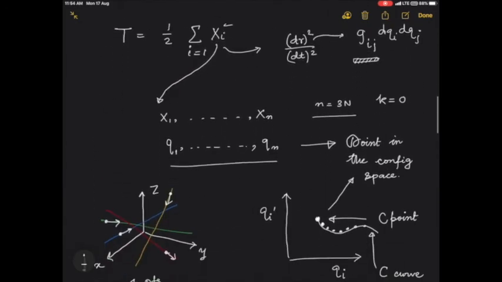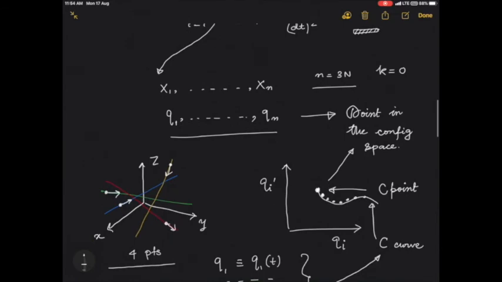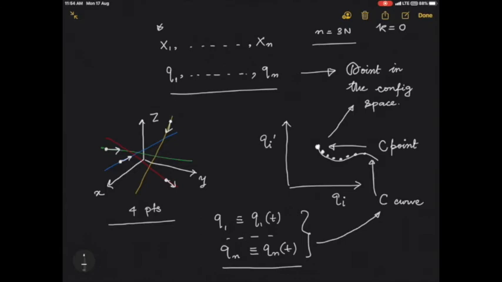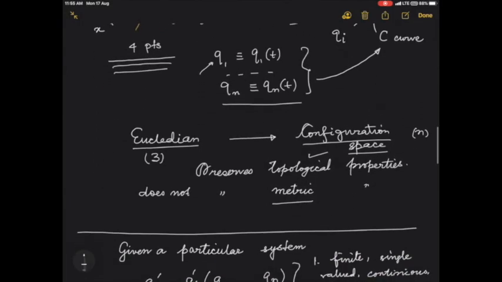And what else did we look at? We looked at the transformation properties from x to q. We mentioned that if I have many particles which are given by many points in the original Euclidean space, that now corresponds to only one point in the configuration space, which we call the C point. And if I have each coordinate moving with time along the trajectory of a particle, that corresponds to a single trajectory in the configuration space, which we call the C curve, instead of having n trajectories in the Cartesian or Euclidean space.